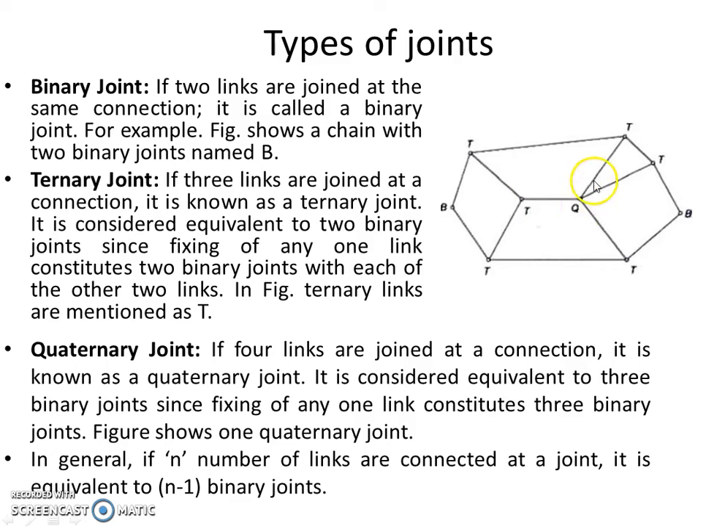Similarly, in a quaternary joint, this link, this link, this link and this link, so these four links are connected at a single joint. So it is a quaternary joint. Generally, if n number of links are connected at a joint, it is equivalent to n minus 1 binary joints.